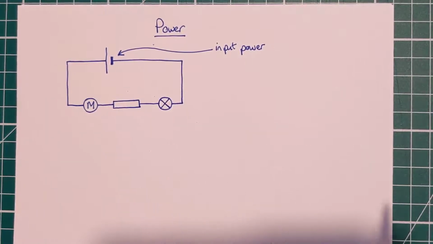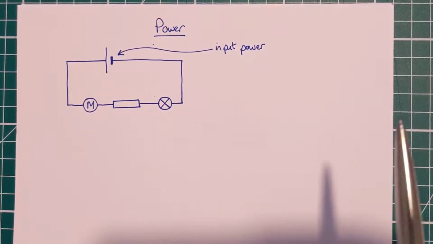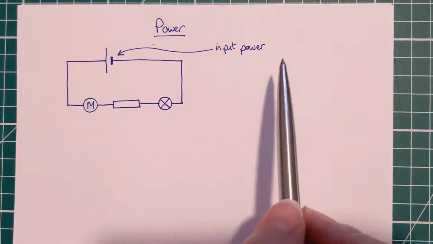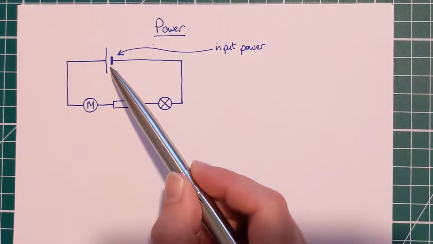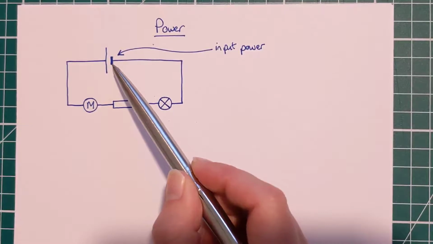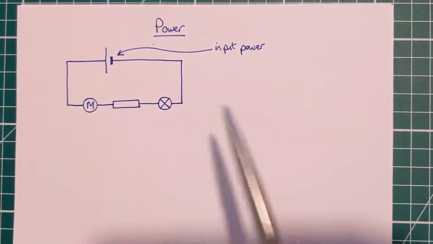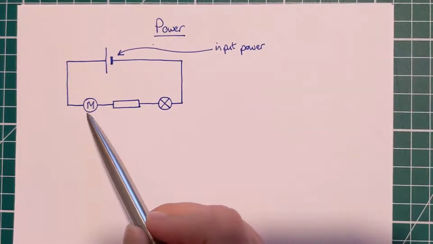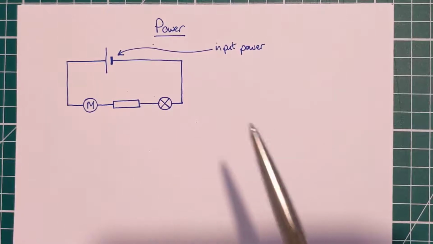Power in electrical circuits. So remember that power is how quickly energy is transferred. So in a circuit we can talk about the input power, so that's how quickly the cell or the generator or whatever transfers energy into the circuit, into electrical energy, or we can talk about output power, or the power of components in the circuit, and that's how quickly they transfer energy out of electrical energy into other forms.